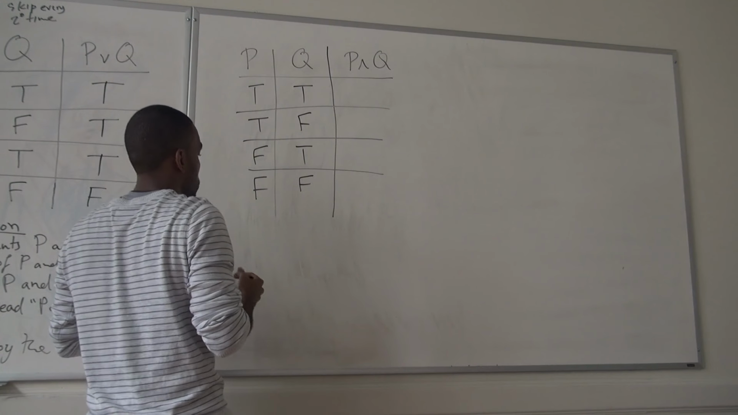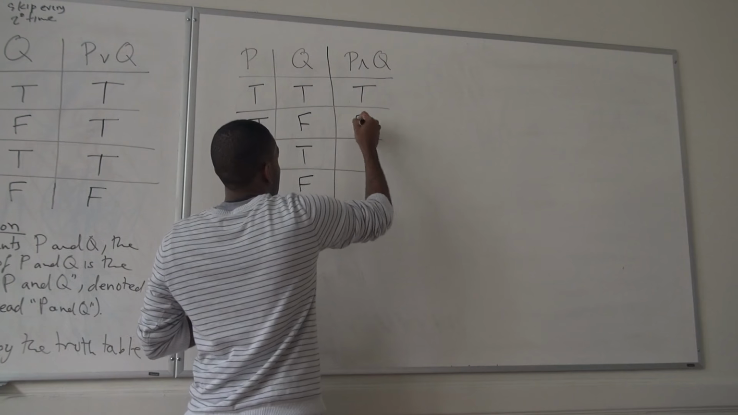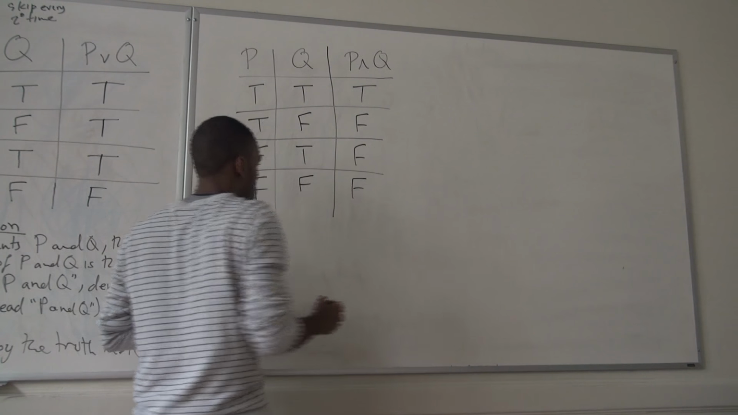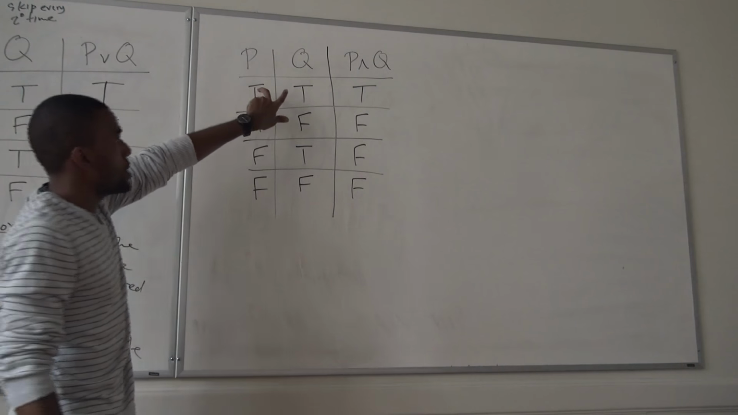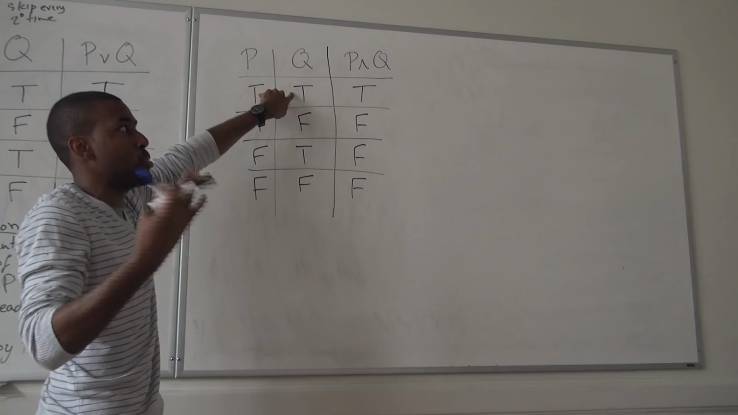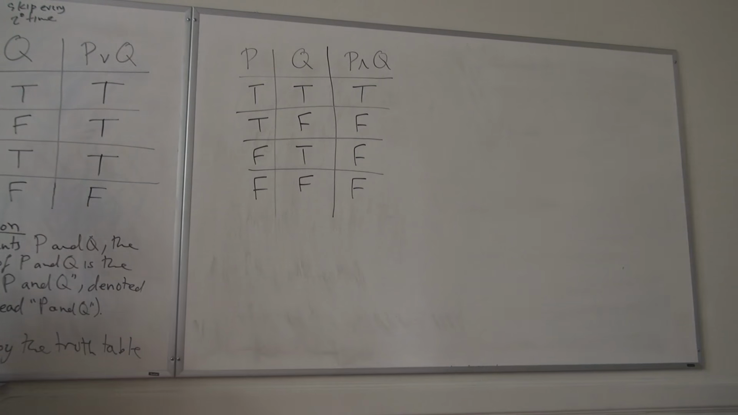How do you think it will be defined? True, false, false, false. They both have to be true at the same time. So it will only be true in the case where P and Q are both true. If one or both are false, it's false. That is called the conjunction, and that's how it behaves.